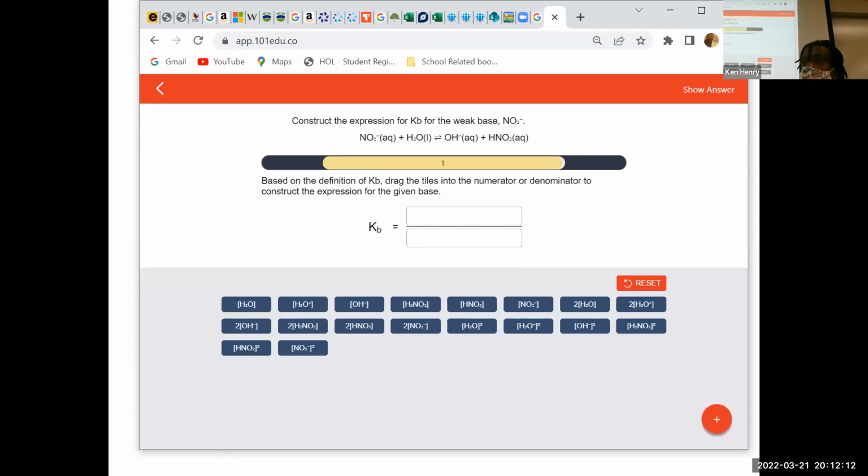Okay, so it says, construct the expression for Kb for the weak base NO2 minus, so nitrite. So we have nitrite solution plus water yields hydroxide ion plus nitrous acid. Okay. That's right.